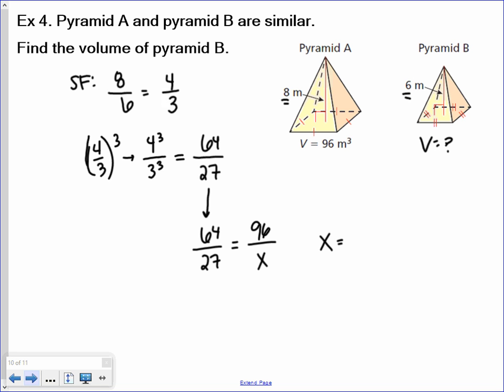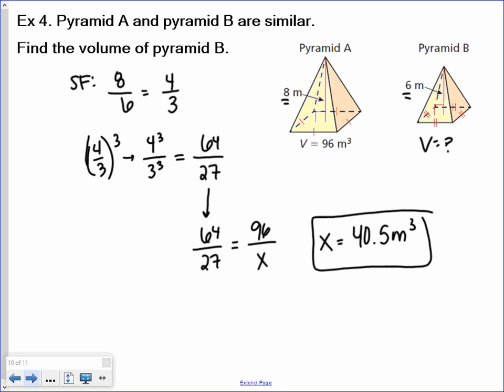All right, Nico, what'd you get? 40.5 meters cubed. Good. That was just like a problem that we did on yesterday's notes.